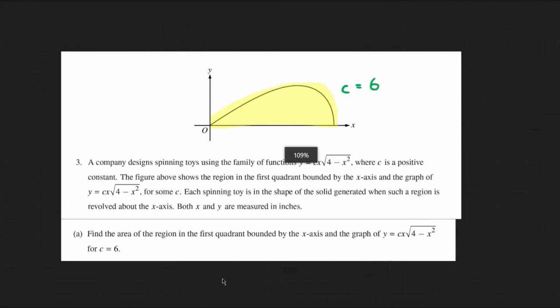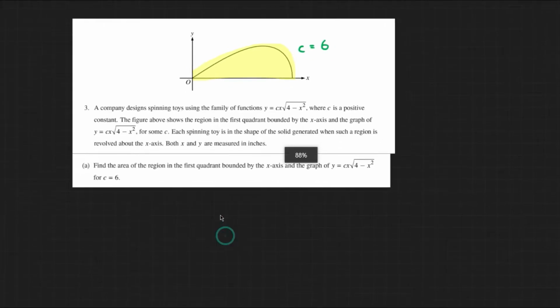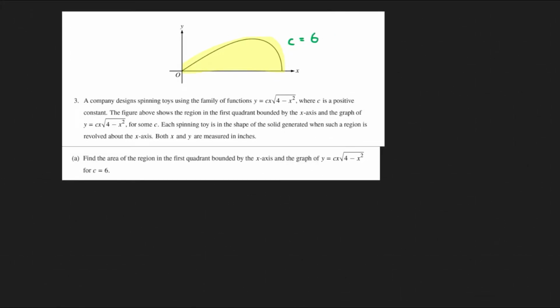So what I'm going to do is, we know that we can find the area under the curve using the integral. So right here, I'm going to write A equals the integral. And right now, we don't know our lower and upper bounds yet, and I'm just going to leave that blank for now. And what we're going to write inside is this equation for when c equals 6, because that's the graph that we're working with. So if we write that in, 6x root 4 minus x squared dx.